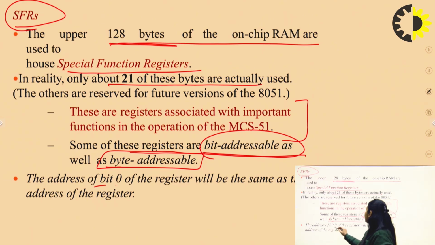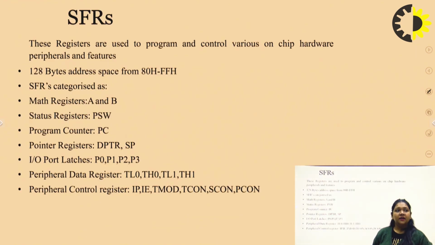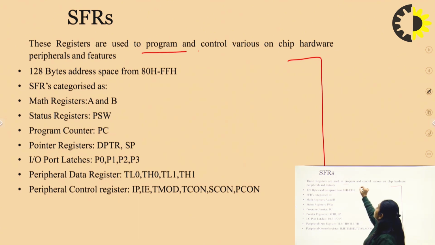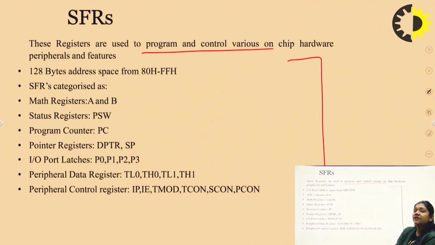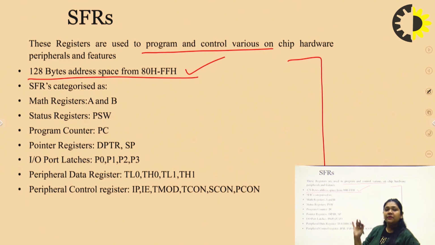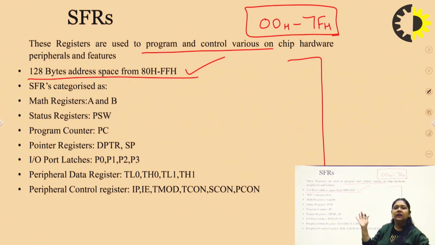The address of bit 0 of the register will be the same as the address of the register. So it will be the same for the RAM and the normal SFR. These are the various SFRs used in 8051 to program and control various on-chip hardware peripherals. As we all know, the 128 byte address space is from 80H to FFH. Before this, it was from 00H to 7FH, which was used by the internal RAM only. This upper 128 byte space is used by the SFRs.